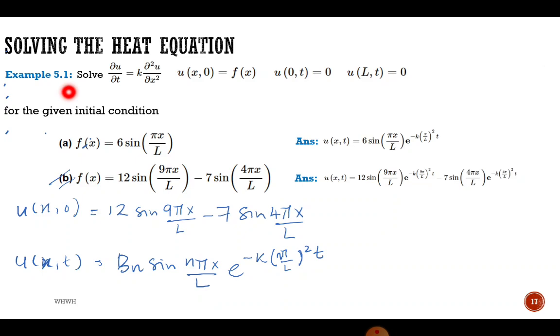Alright. Okay, so kat sini kalau you tengok kita ada dua. Okay, we have two terms for our u(x,0). Compare that tadi, we just have only one term.